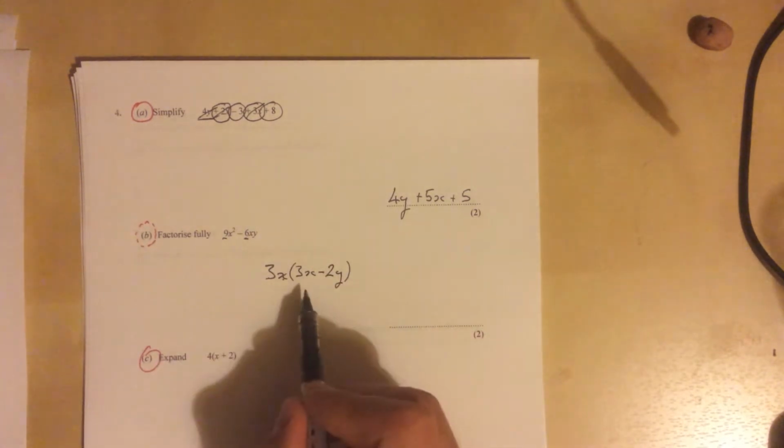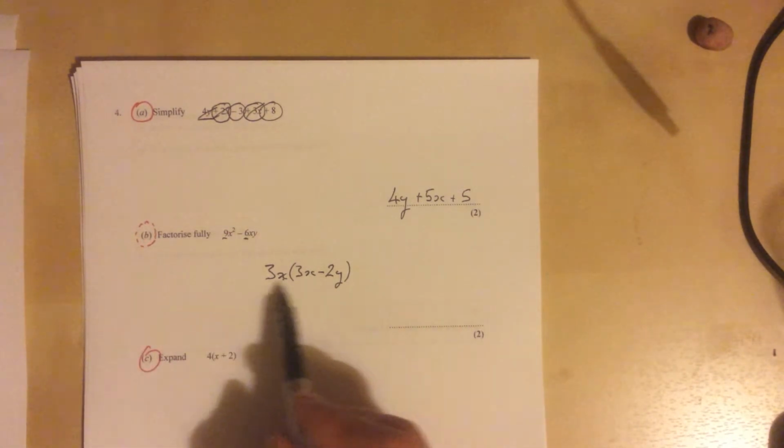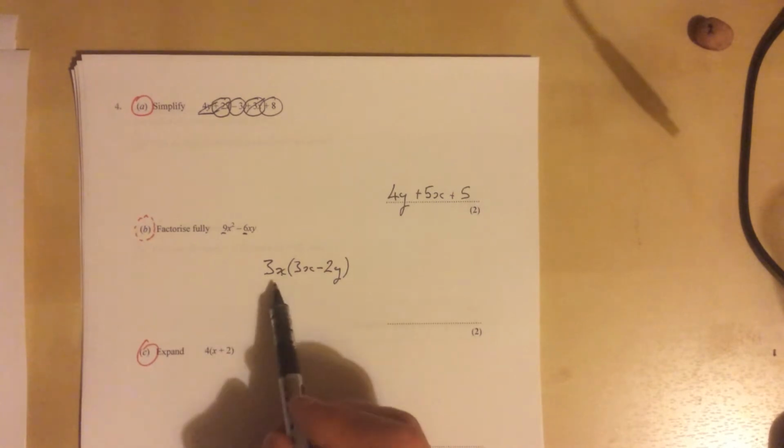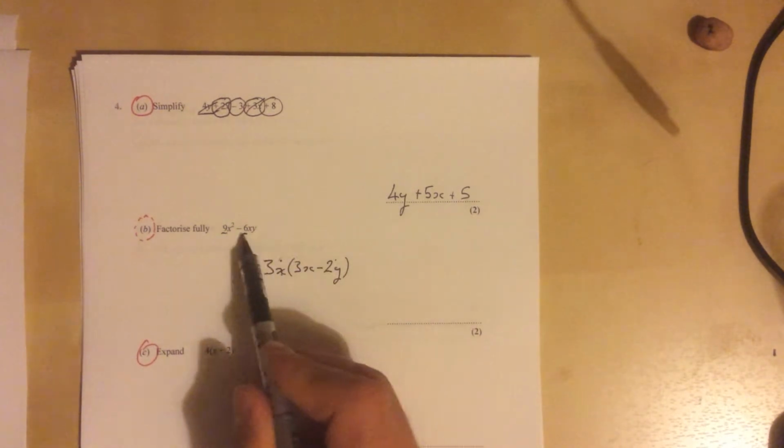And if you're not sure about this answer, don't worry, because this is the one that I wouldn't expect everybody to be able to do. We don't need to be able to do this in order to get a grade C, but you could just check it by expanding those brackets back out. 3x times 3x is 9x squared. 3x times minus 2y is minus 6xy.